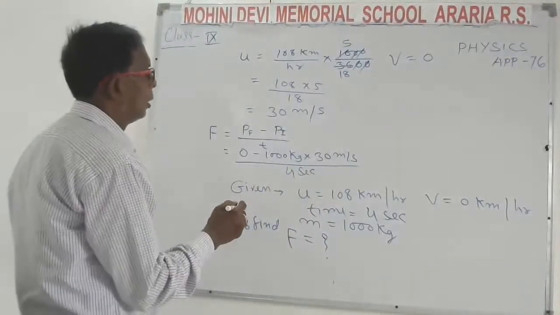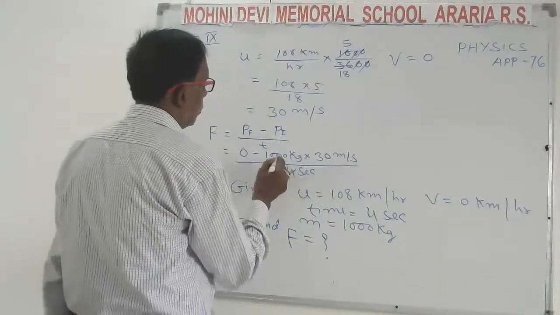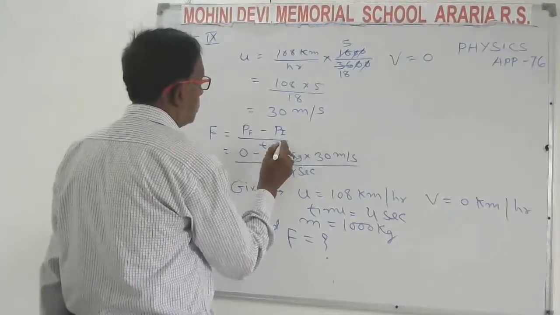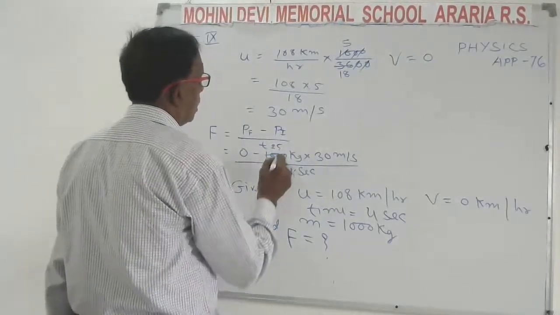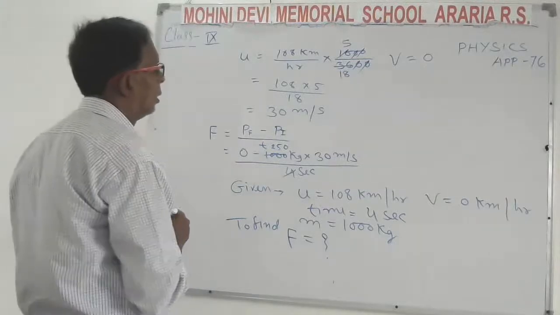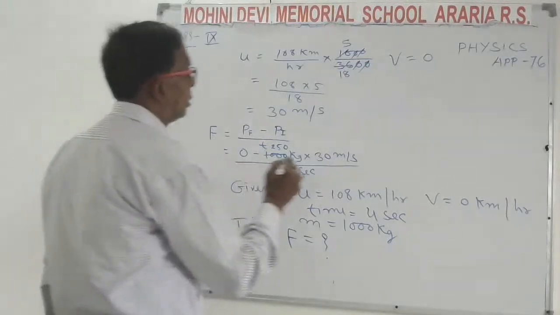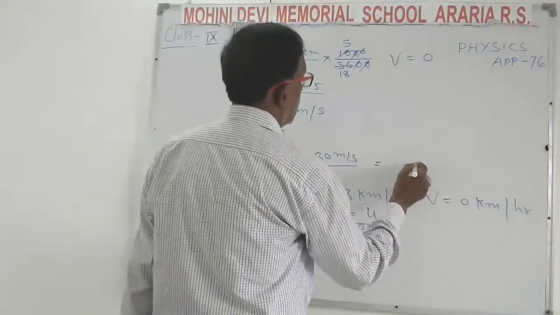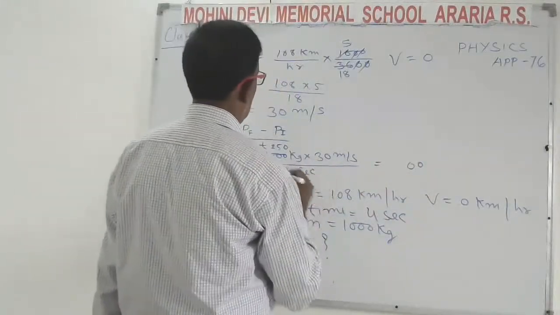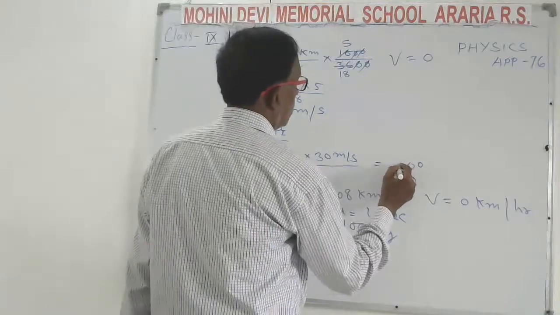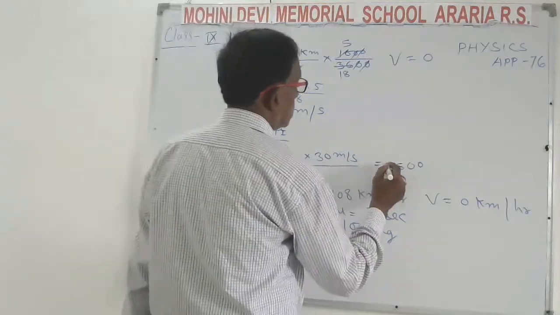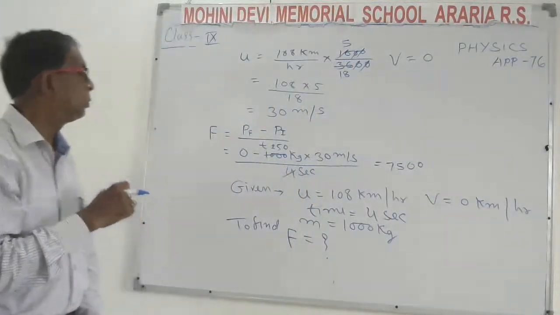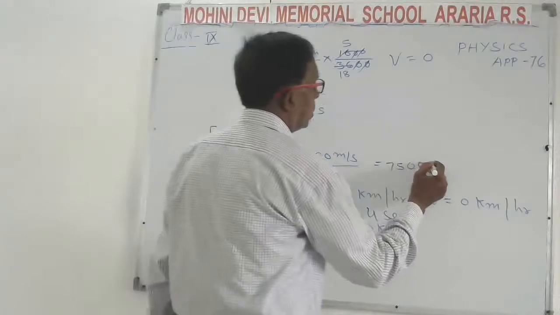To solve it, you will get 1000 into 30 by 4, which is equal to 7500 Newton. This is the answer.